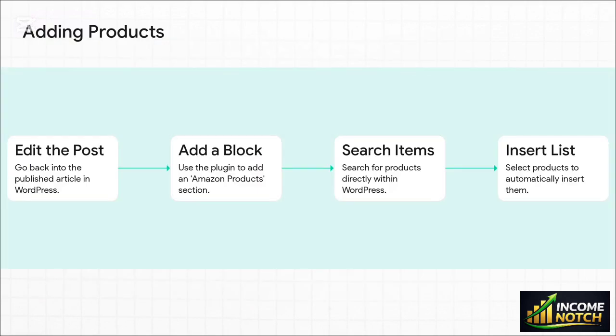And this is where that special plugin becomes so incredibly useful. Instead of fumbling around creating links by hand, the whole process is built right in. You just go into your WordPress post, add an Amazon products block, and then you can search for products right there. You just pick the ones you want, and bam, the plugin drops them into your article in a nice, clean list with your affiliate links already baked in.